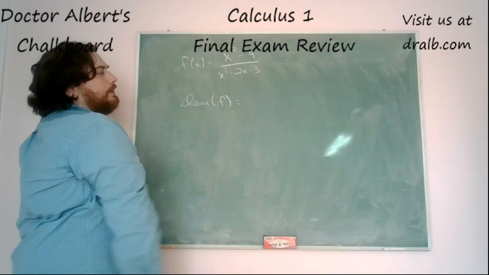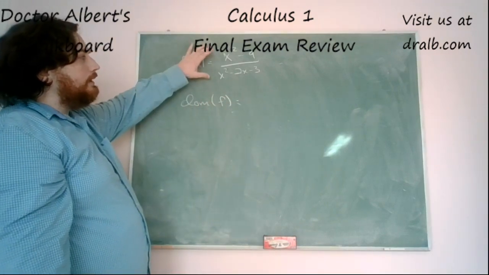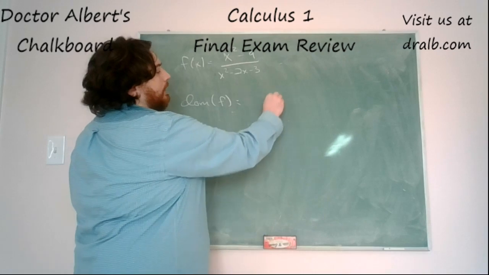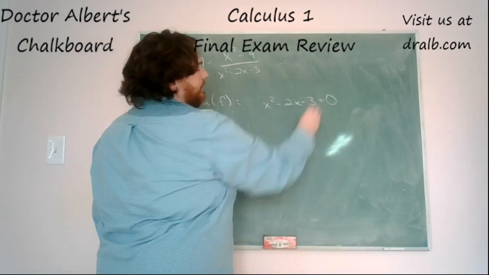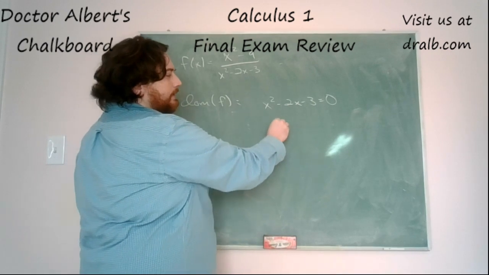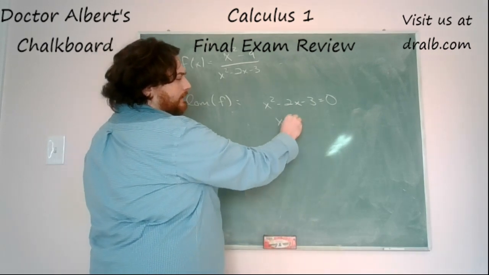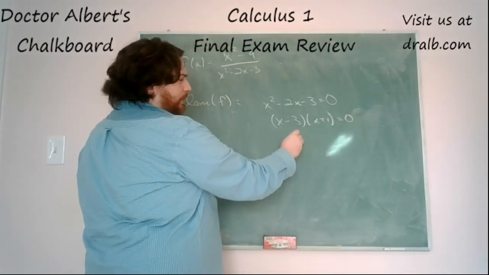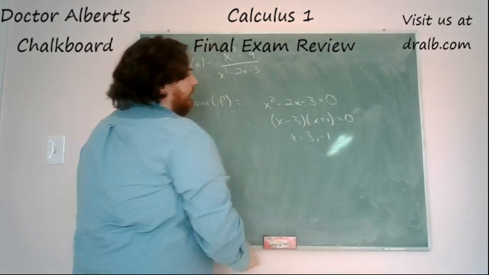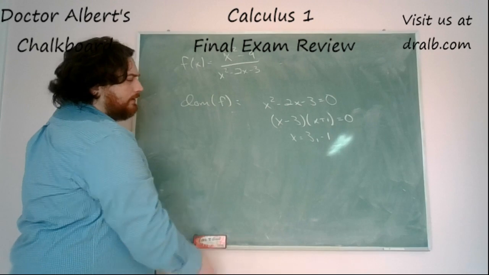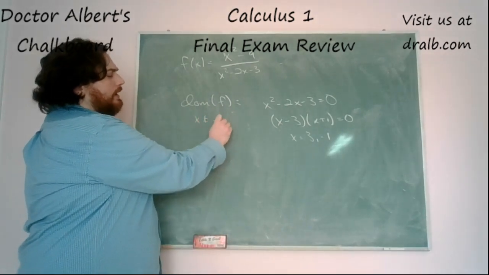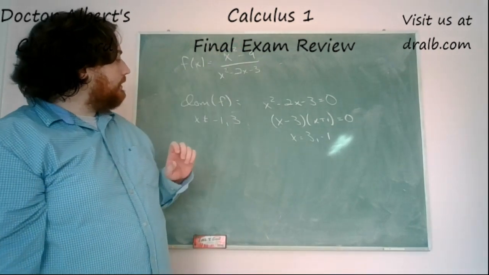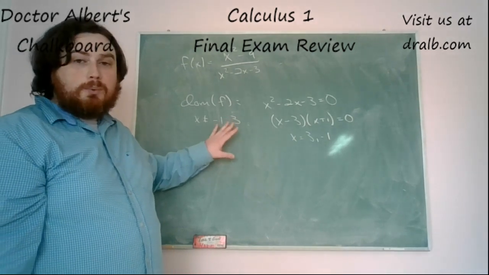And so the domain is going to be anywhere we don't break this. And we're going to break this at the bottom being 0. So we're going to break this if x squared minus 2x minus 3 is equal to 0. So I'm going to solve this equation. And I think I can factor. This is x minus 3 times x plus 1. So I end up with x is equal to 3, or negative 1. So my domain is all x, except for negative 1 and 3. So as long as x is not negative 1 or 3, we're in the domain of this function. So when we're graphing, we have to make sure that we don't draw points here.